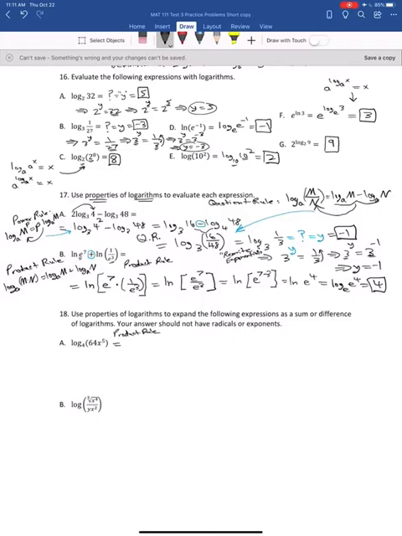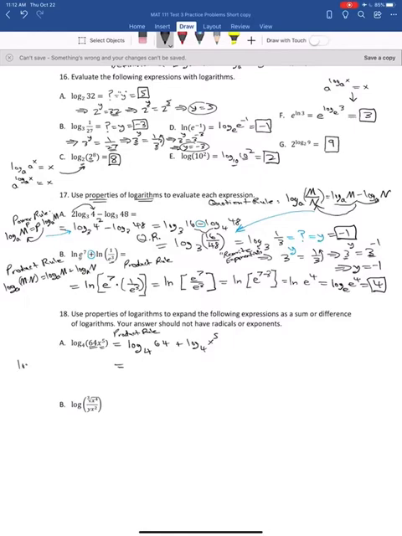So the product rule says we can take these factors. We've got a 64 and an x to the 5th power. So that's going to be equal to log base 4 of 64 plus log base 4 of x to the 5th power, using the product rule. And with that, let's go ahead and simplify. What is log base 4 of 64?